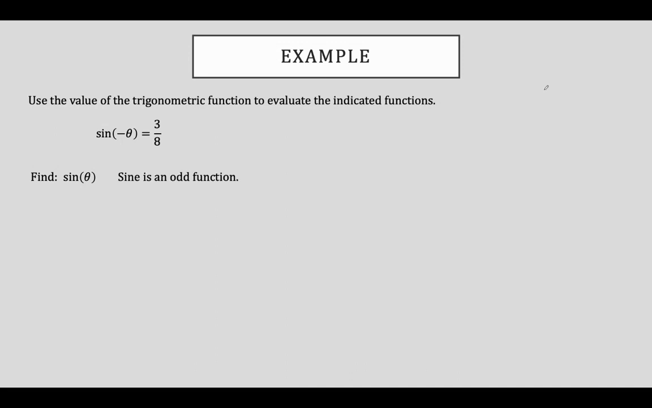Well, sine is an odd function. Therefore, we know that the sine of negative theta is equal to negative 1 times the sine of theta. So, that means sine of theta is equal to negative sine negative theta. Notice that we have just manipulated this equation right here to solve for sine theta. To solve for sine theta, I would multiply both sides by negative 1. Sine theta is equal to negative 1 times the sine of negative theta. And we have this quantity. The sine of negative theta is equal to 3/8. Therefore, the sine of positive theta is equal to negative 1 times 3/8, or negative 3/8.